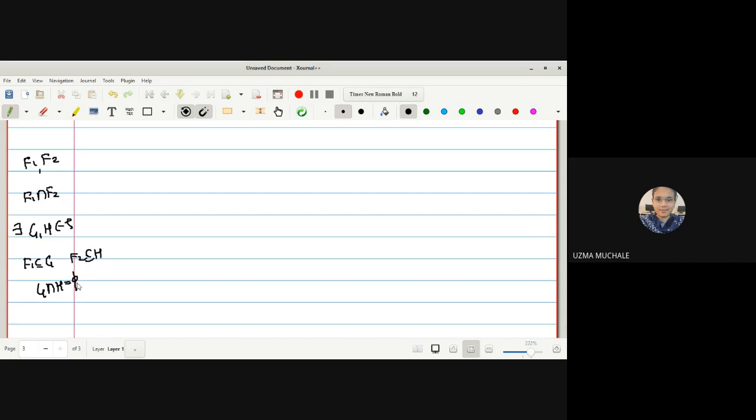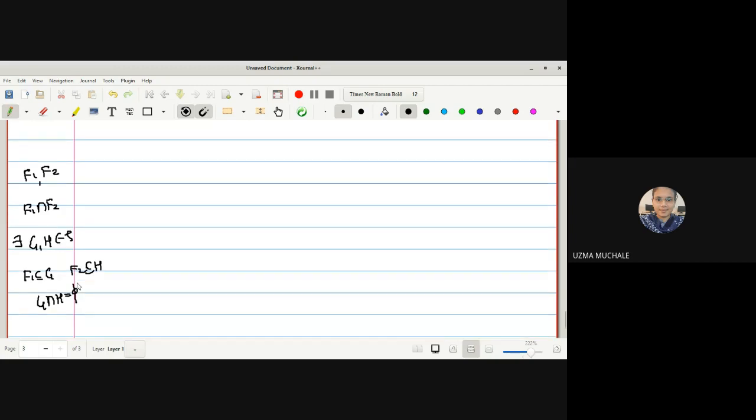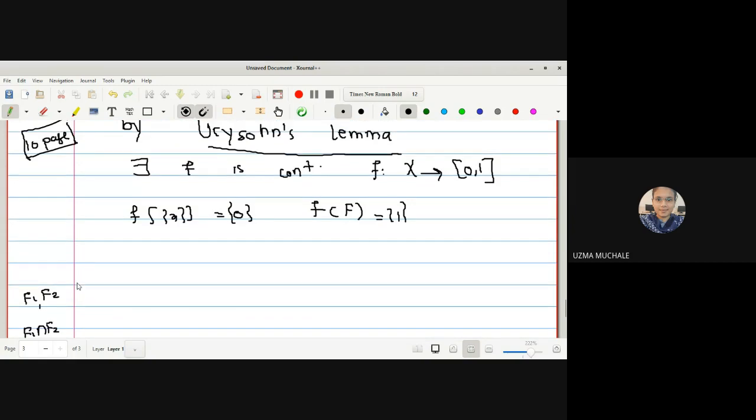Okay. Normal space means what? First we should be able to find two disjoint closed sets. And with the help of those disjoint closed sets, we should be able to find G and H such that one contains the closed set F1 and another contains the closed set F2. So actually this Urysohn's lemma is related to normal space.